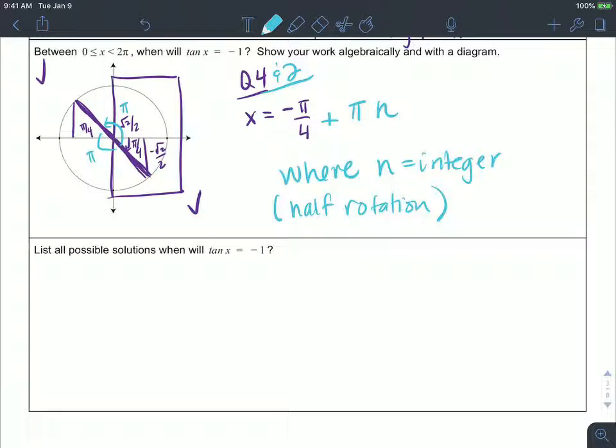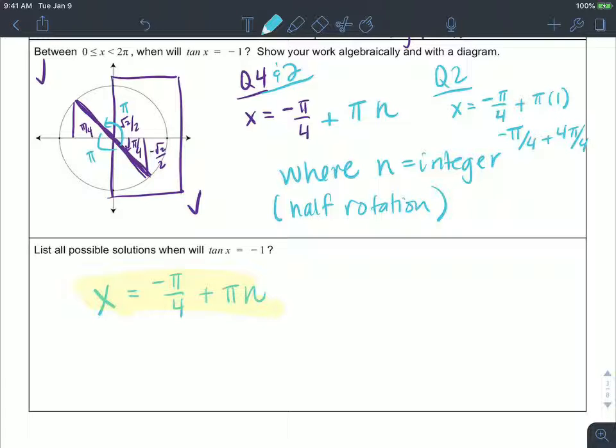So luckily, we also listed all the possible solutions. So again, x is equal to negative pi over 4 plus pi n. That would be all of our solutions. So actually, we need to go back here. For quadrant 2, what is the angle measure? If I add one rotation, n would be 1, so x would be negative pi over 4 plus pi times 1. So sorry, excuse me, if I add a half a rotation. So that would give me negative pi over 4 plus 4 pi over 4. So x is equal to 3 pi over 4. So I have two places, 3 pi over 4, and when x is equal to negative pi over 4.